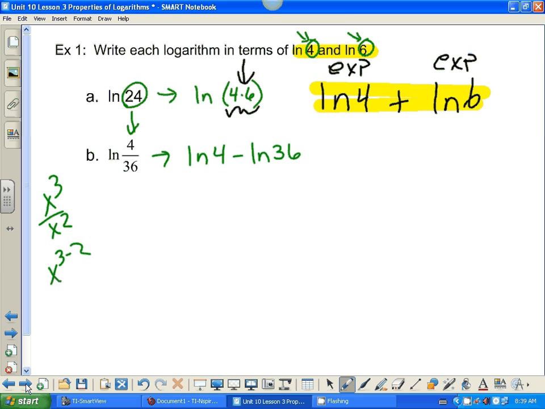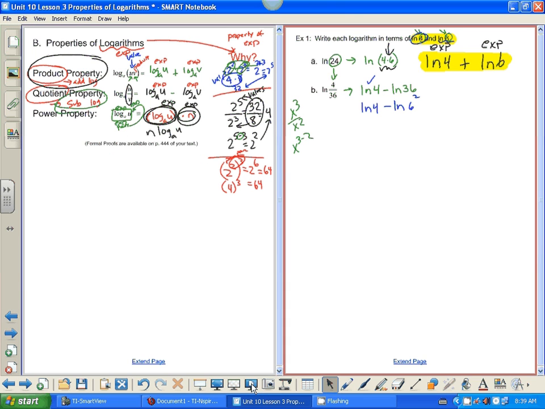I'm not done. The reason I'm not done is the natural log of 4 is okay. I have that piece. But the natural log of 36 was not an acceptable way to rewrite. So there are two different ways you can think about this. This is how I would think about it. I would think about the natural log of 36, and I can rewrite it as 6 squared. And now I can apply my power to a power rule.